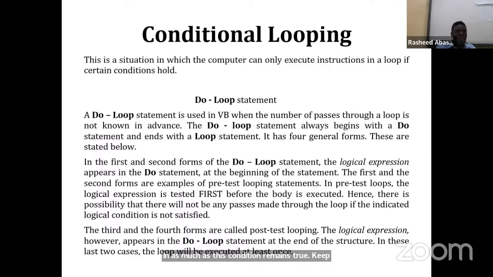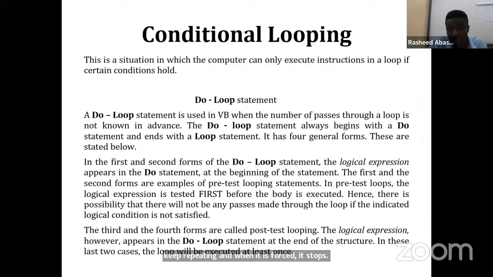So automatically, it will stop repeating the loop once the condition is false. So that's why it is conditional. The looping is dependent on the truth value of your condition. Either it is true or false. So if it is true, the loop can keep repeating, and when it is false, it stops. So that is conditional looping.